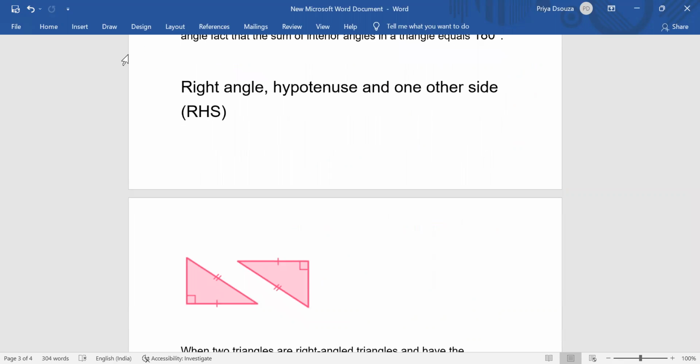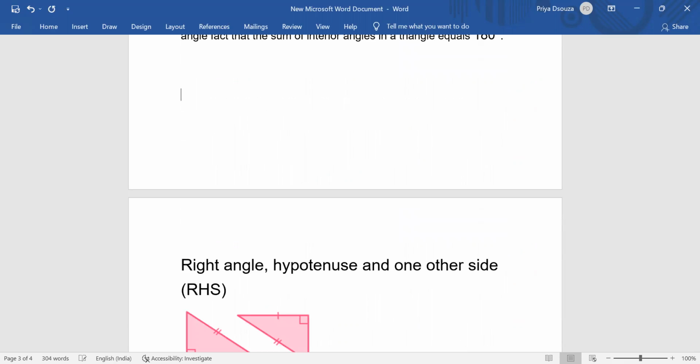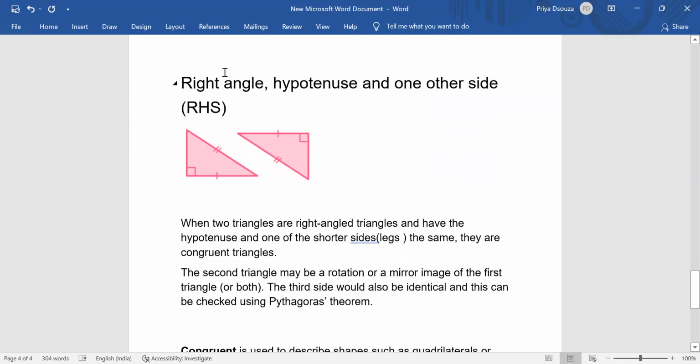ASA. The next important thing, which is also very important keeping trigonometry and other higher concepts in mind, is your RHS criterion. Right angle and the other side. R stands for right angle, and it's explicitly only for right angle triangles. So you cannot use this criterion for any other triangle. It has to be a right angle triangle, and you know right angle triangles follow the Pythagorean theorem. The longest side in your right angle triangle is your hypotenuse, which is the side opposite to 90 degrees.